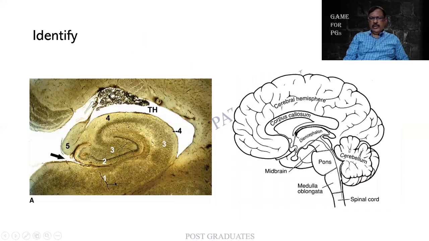Identify the structures over here. For this, I would like you to kindly compare it with the sagittal picture that is given over here, and identify the lesion, the hippocampus and the corpus callosum.